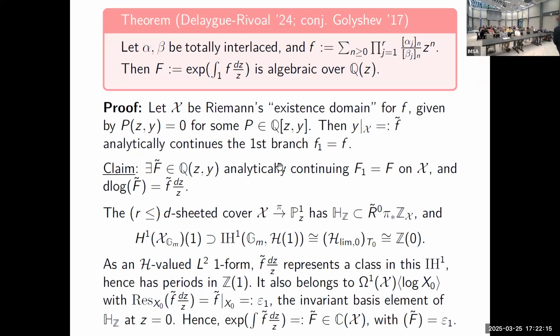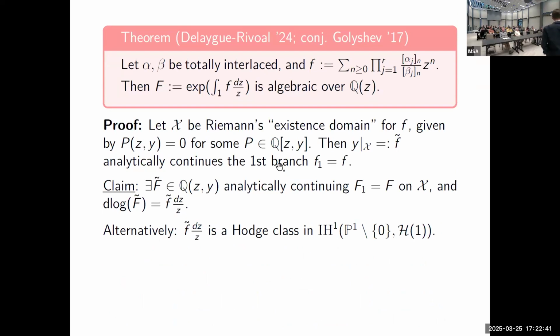Okay, so the upshot is when I do this exponential integral of little f, I get some capital F because the monodromies go away, and moreover, because little f tilde dz over z had only log poles, and moreover, residue epsilon 1, capital F tilde has divisor epsilon. Okay, so I appear to win, except for one thing. What about the field of definition?